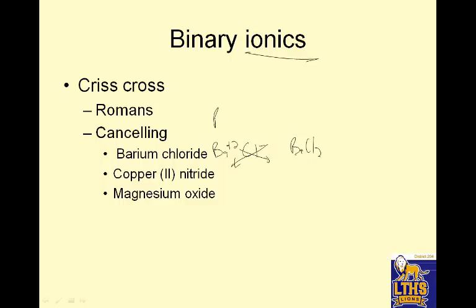So I have a plus 2 charge. If I want to cancel it, Cl minus doesn't equal it yet. So Ba plus 2, Cl minus 1, and you do that. Never put charges on ionic compounds.